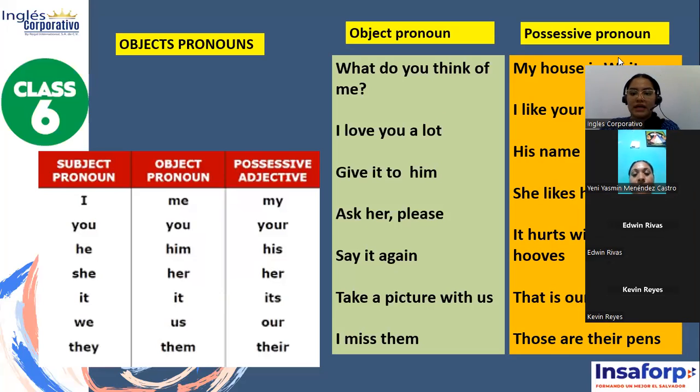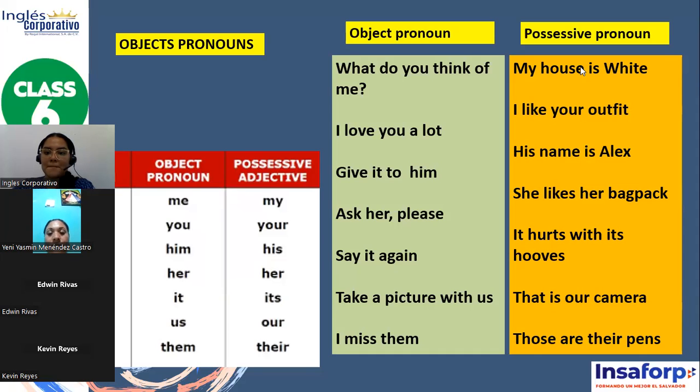Okay, for example, if we want to say, ayúdelos a ellos, ayúdele a ellos, we say, help them. Ellos están recibiendo la acción de ayuda en este caso. Okay, y los possessive adjectives se diferencian porque estamos hablando de la posesión de alguien más. My house is white. O sea, mi casa. I like your outfit. Me gusta tu outfit. Okay, tu forma de vestir, la forma en la que andes vestido hoy. His name is Alex. El nombre de él es Alex. She likes her backpack. A ella le gusta su mochila. Estamos hablando de la mochila de ella.